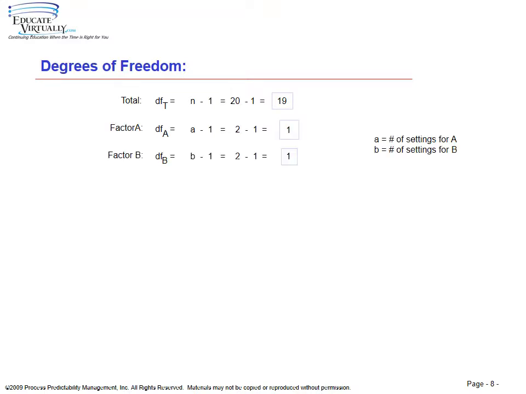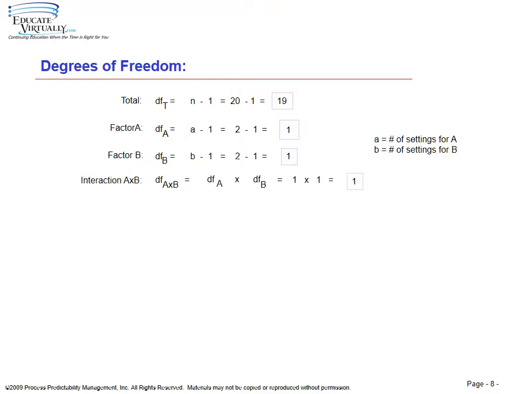Factors A and B, the number of windings and the gap distance, each had 2 level settings. We have 2 level settings, minus 1, because we have to pay for doing the analysis of variance. So that means that we have 1 degree of freedom associated with factor A and 1 degree of freedom associated with factor B. Note that the small a and b is the number of settings for factors A and B.